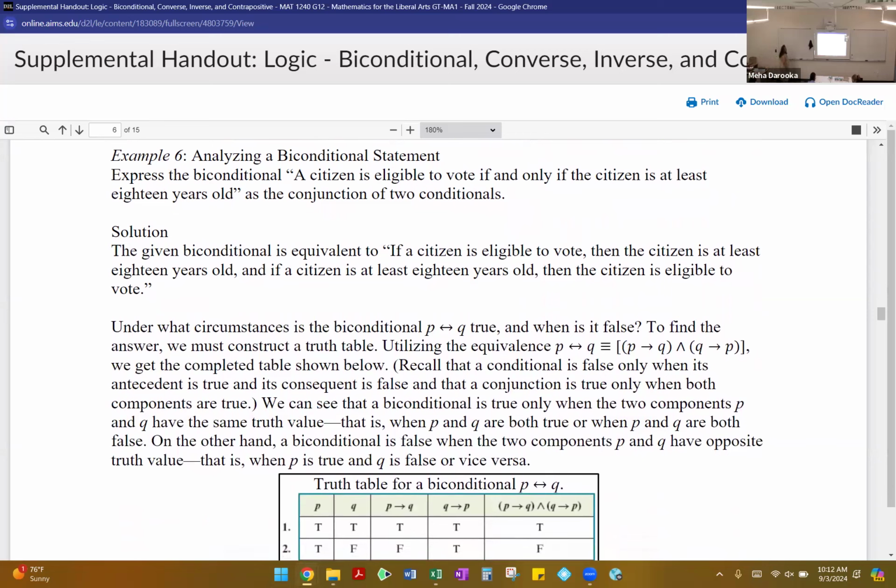So they're saying express the biconditional as a conjunction of two conditionals. They're asking us to break it into if-then and if-then statements, so spread it out. The statement is: a citizen is eligible to vote if and only if the citizen is at least 18 years old. So let's identify the single arguments themselves, what A would stand for and what B would stand for. Without the if and only if, what would those individual arguments look like? A citizen is eligible to vote if and only if the citizen is at least 18 years old.